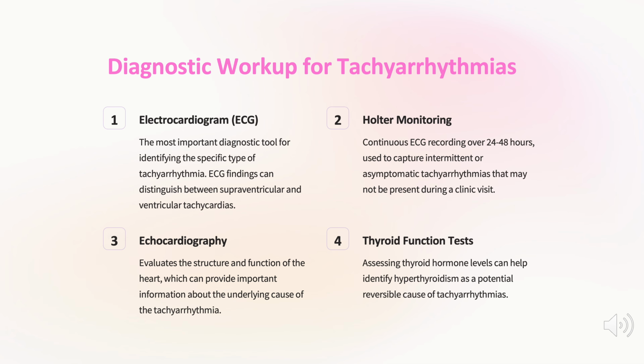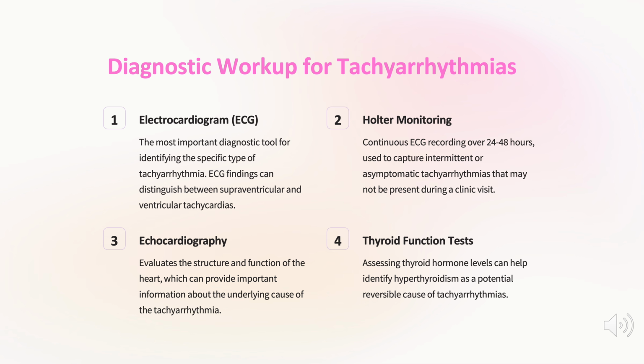When it comes to diagnosing tachyarrhythmias, the most important tool in our arsenal is the electrocardiogram, ECG. ECG findings can help us distinguish between supraventricular and ventricular tachycardias, guiding our treatment approach. Holter monitoring is another valuable diagnostic tool. This involves continuous ECG recording over 24 to 48 hours, allowing us to capture intermittent or asymptomatic tachyarrhythmias that may not be present during a clinic visit.